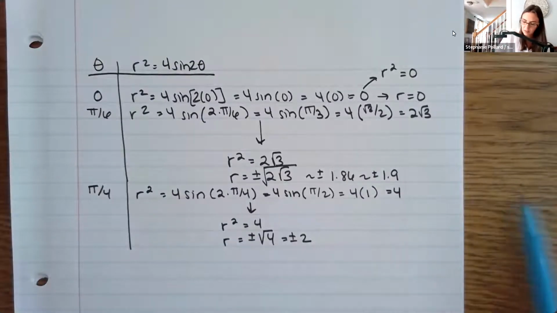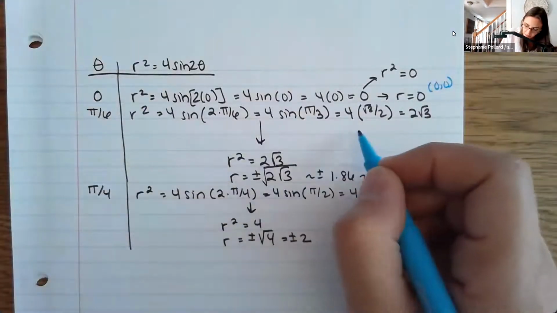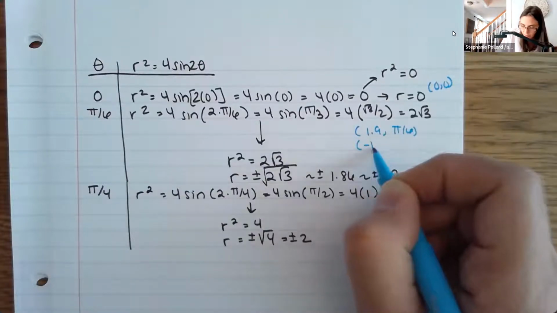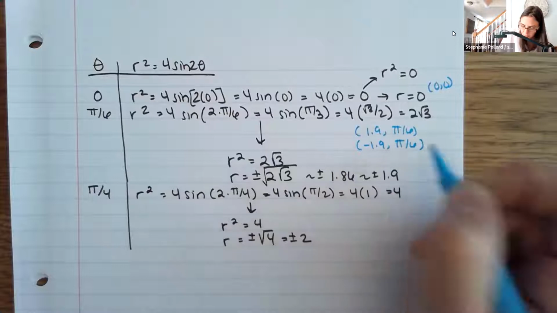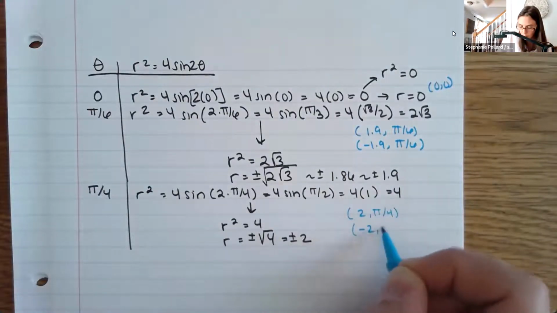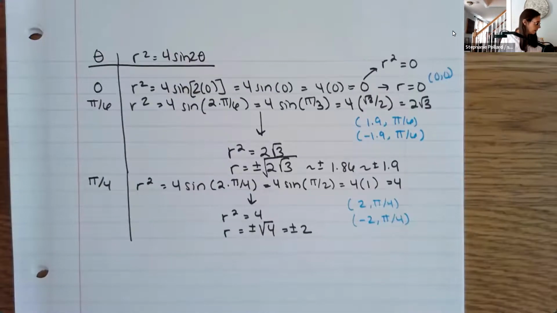So here I have the point, so far I have 0, 0. For this one, I have both 1.9, pi over 6, and I have negative 1.9, pi over 6. Here I have 2, pi over 4. I also have negative 2, pi over 4. So this is going to continue when I plug in all these points. So this one is a bit more complicated. To speed things along, I'm on the wrong section of my notes. Let's see.